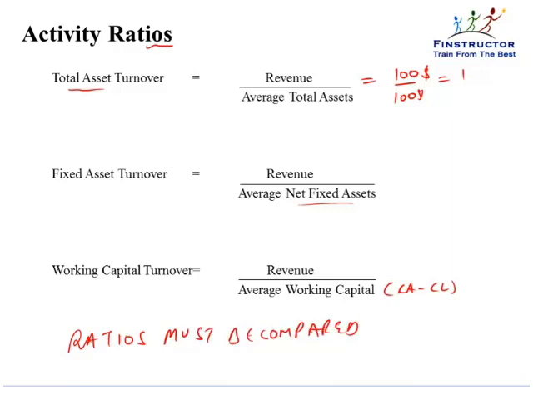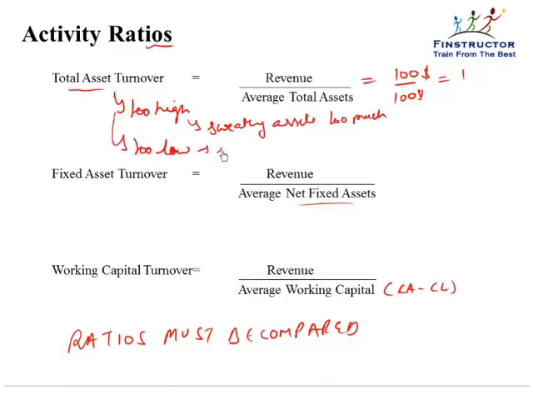So total asset turnover, if it's too high, is also bad because it may indicate that we are sweating our assets too much. If it is too low, it possibly indicates inefficient use of the asset. Again, we need to compare it with the industry and with other companies before we make any conclusion.